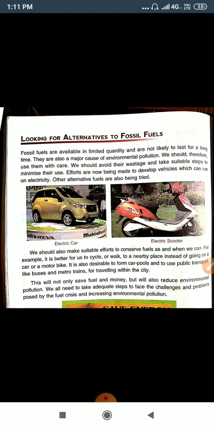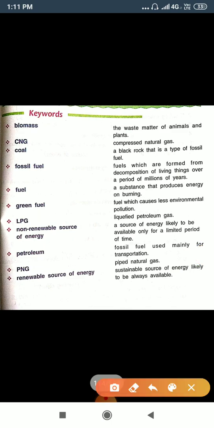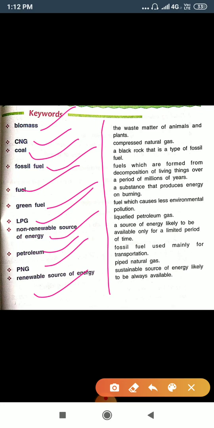So I think you will save energy at home also. Okay, when it is bright, then switch off the light. Now what is your work? See one more topic, that is the keywords. These keywords are: biomass, CNG, coal, fossil fuel, fuel, green fuel, LPG, non-renewable source of energy, petroleum, PNG, and renewable source of energy. These are the keywords, and you have to read and learn them.